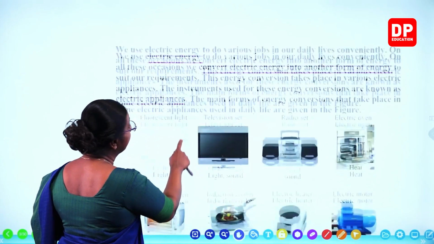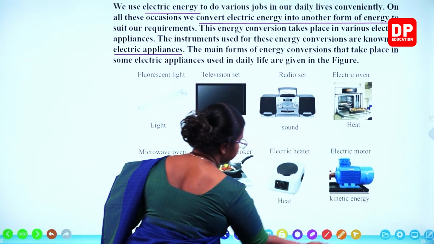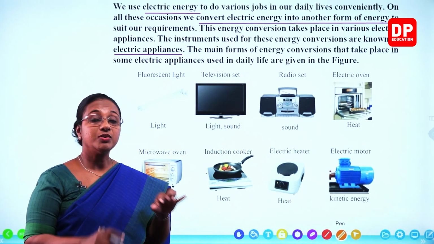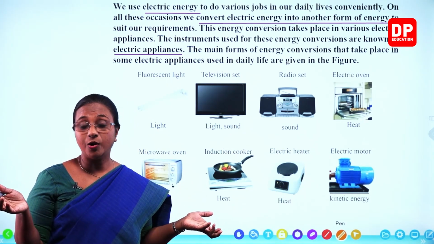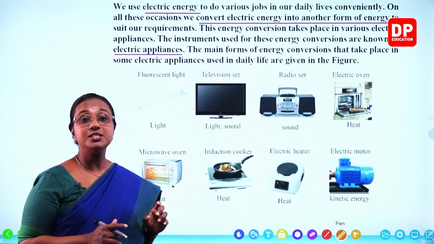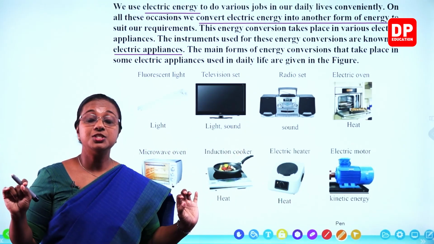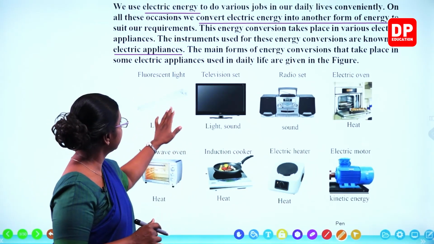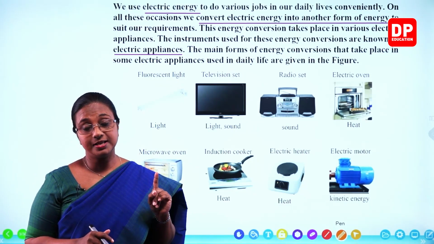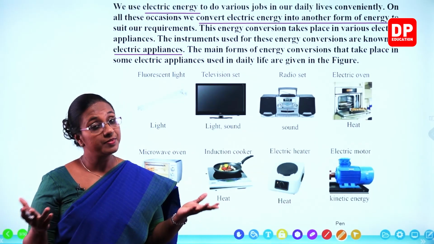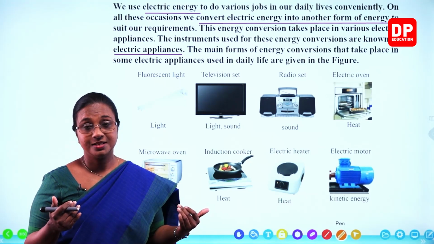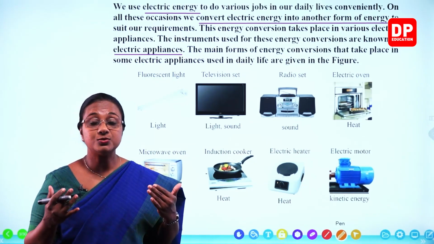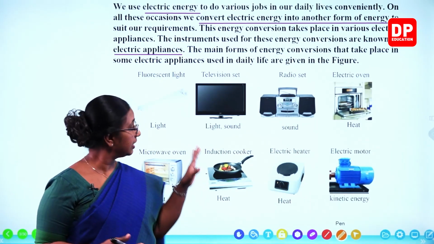Now let's look at the examples given to us. The first one, a fluorescent light. Now you have seen these tube lights. We normally call them tube lights. They are fluorescent tube lights because the shape is like a tube. Now you do get the LED tube lights also, but this first example is the fluorescent light. Now in a fluorescent light, from the name you know, to get light, electricity is converted to light energy. That is what we obtain as the output, light.